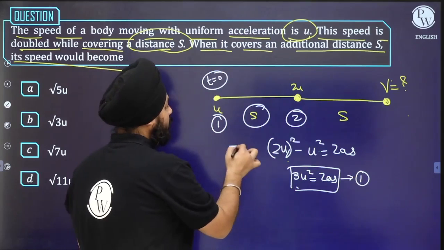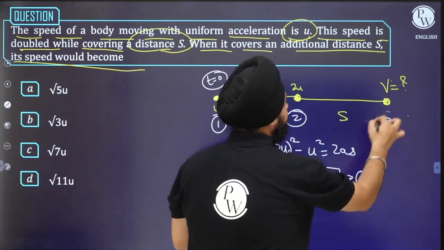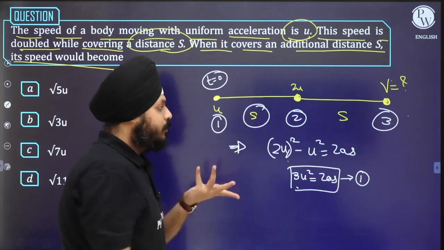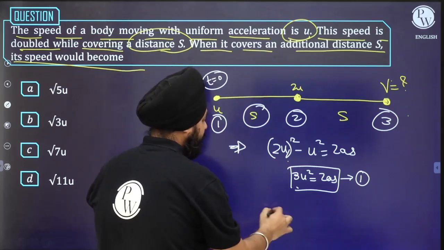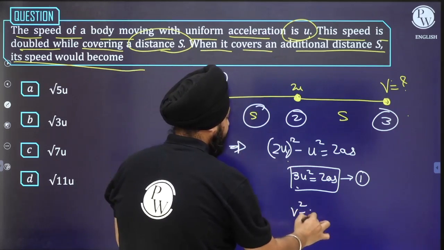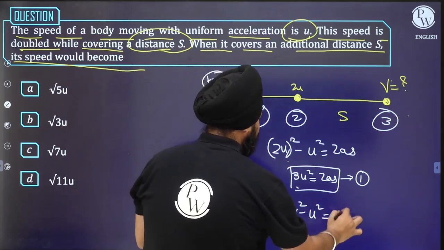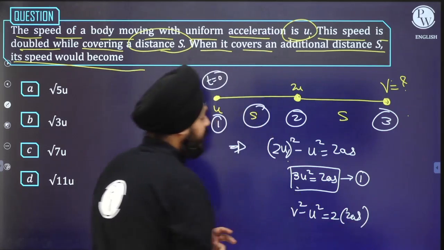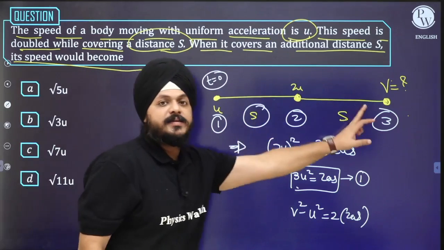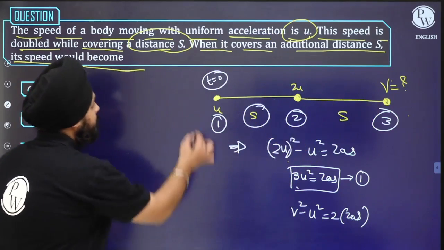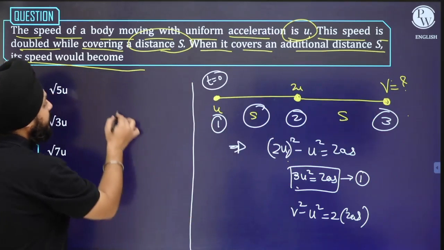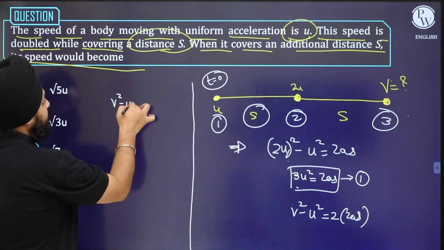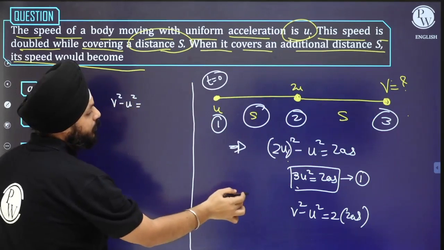Now, we are applying this between 1 and 3, same. So, if we are applying 1 and 3, it will be v square minus u square is equal to 2a times (s plus s), which becomes twice. So, what will happen? Very simple thing. v square minus u square is equal to 4as.